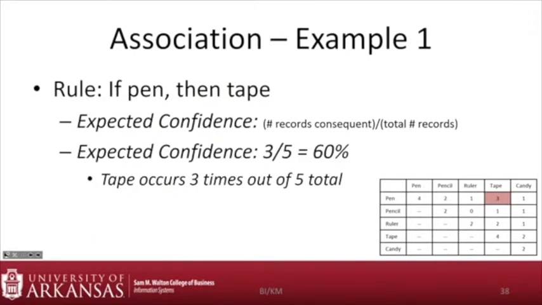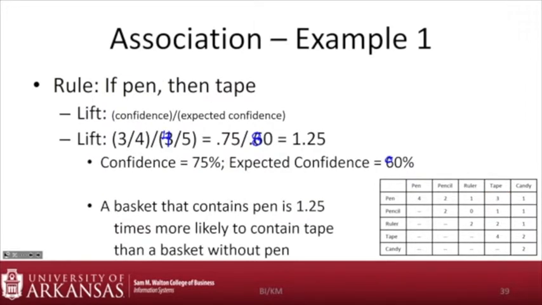So since it's the confidence, since it's the consequence, it has to be the number of tape inside the number of pens. That'll be 3 out of 5 times. That'll be the 60%. Which still leaves that correct. So in this case, a basket that contains a pen is 1.25 times more likely to contain tape than a basket without the pen.